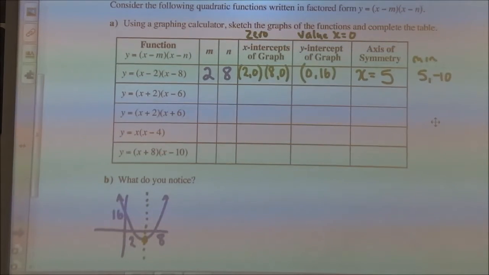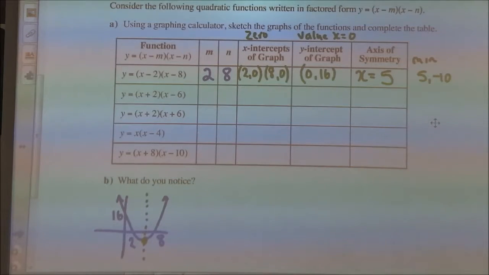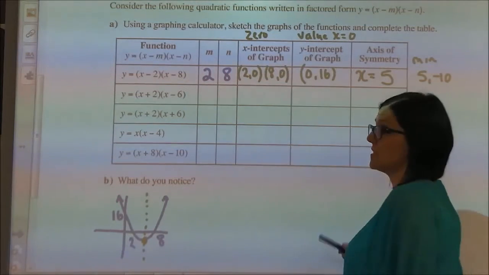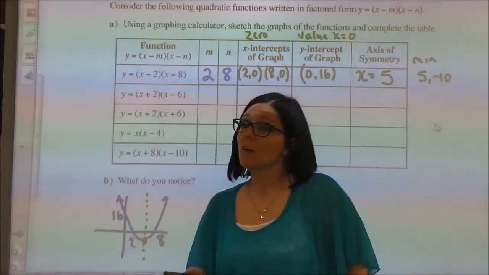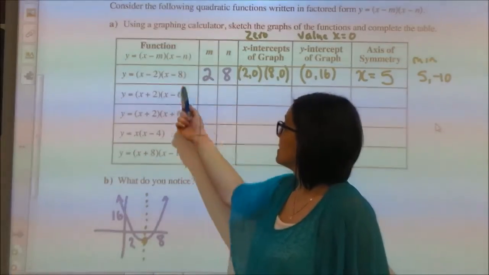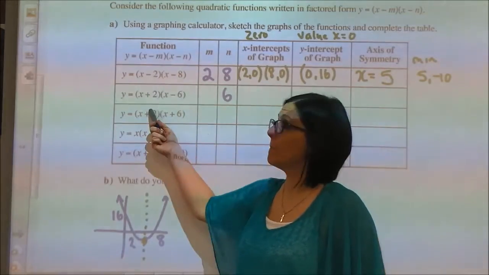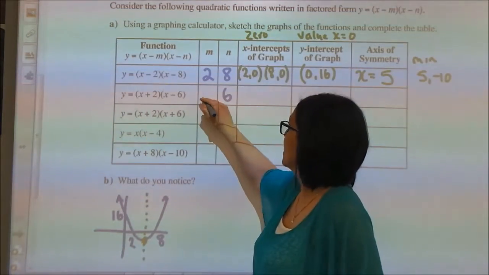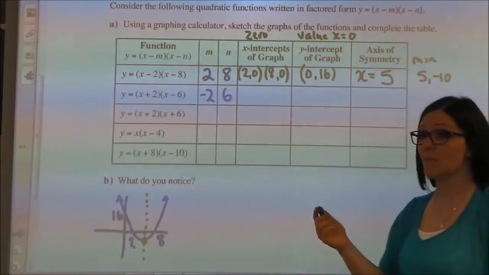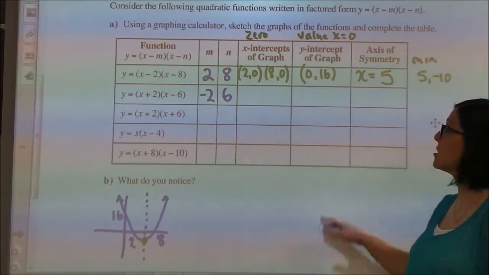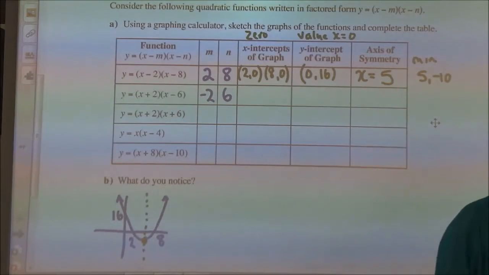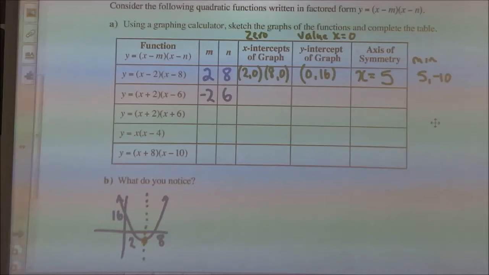Next one. x plus 2 and x minus 6. So the x minus 6, there's my n. What is my m? Negative 2. Good. So the same thing. Go through and repeat the pattern. Find the x-intercepts, find the y-intercept, and then find the vertex. And look to see if you see any patterns between the equation and the columns that you're filling in.